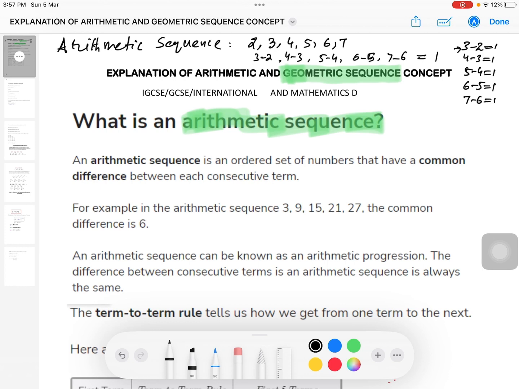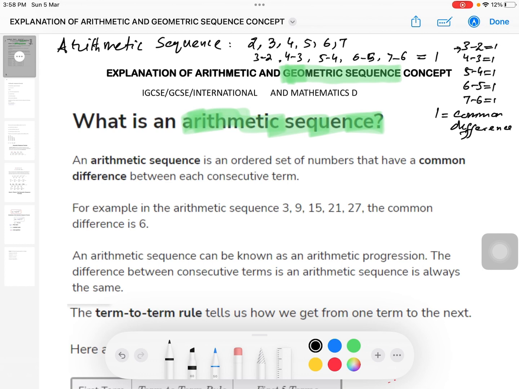This one is called the common difference. So a sequence which gives you a common difference is called an arithmetic sequence. An arithmetic sequence is an ordered set of numbers that have a common difference between each consecutive term. So each consecutive term is giving you a common difference. So this type of sequence is called an arithmetic sequence.